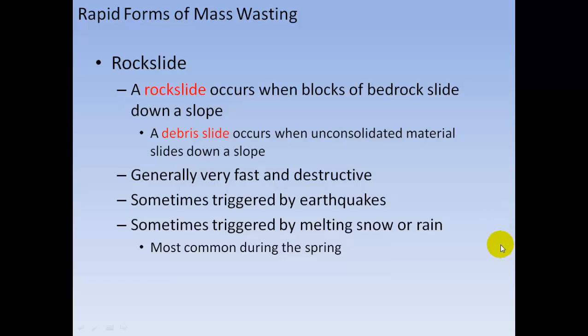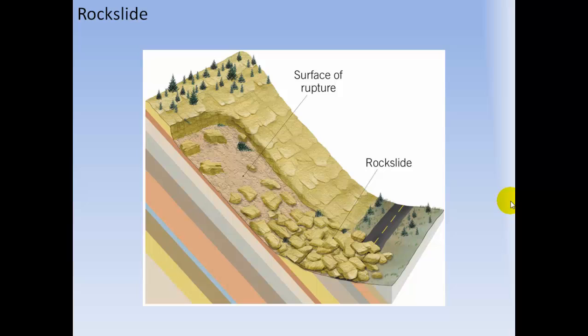A rock slide occurs when blocks of bedrock slide down a slope. A debris slide occurs when unconsolidated material slides down a slope. Generally very fast and destructive, sometimes triggered by earthquakes, sometimes triggered by melting snow or rain, most common during spring.